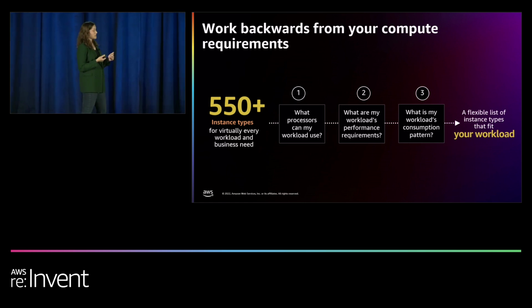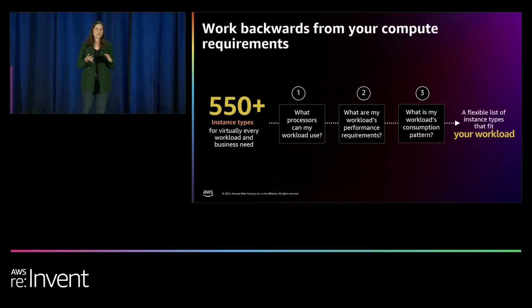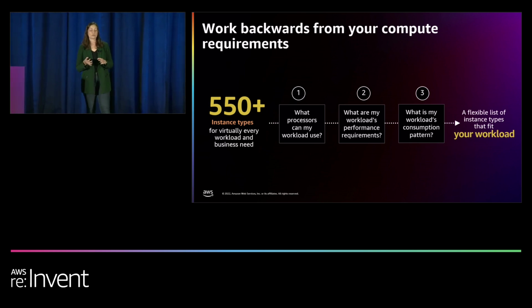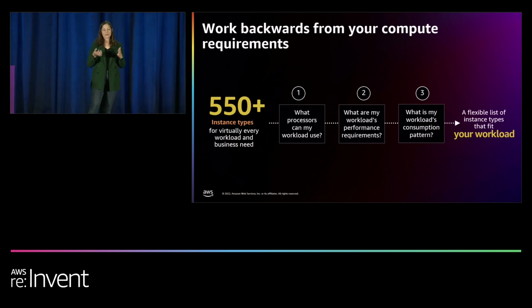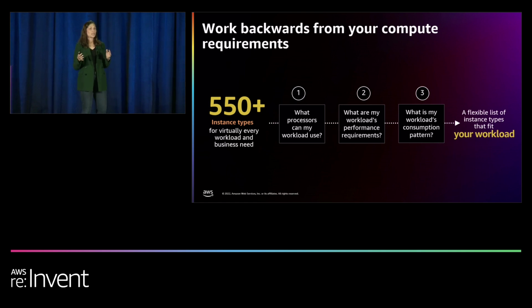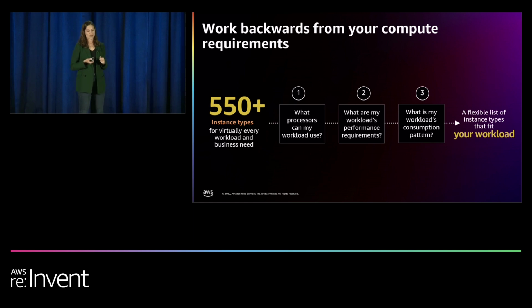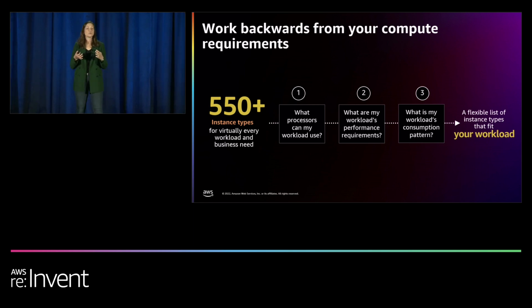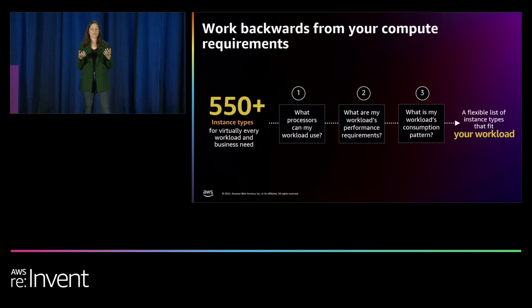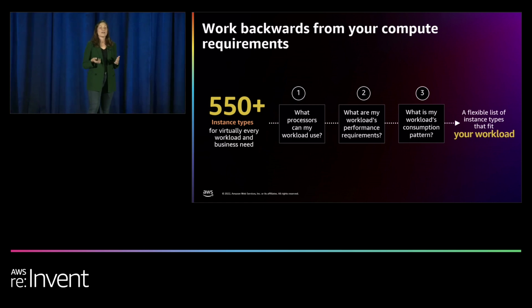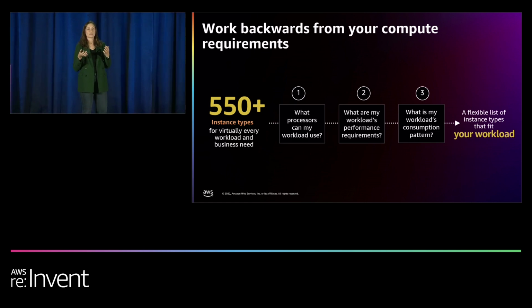So my recommendation is to work backwards from your workload performance requirements. And keep in mind, there is a good chance that multiple instance types can power your application workload. Different instances have different performance characteristics. And the more flexible you are on the instances you are willing to work with, the better your chances are to get the best compute offering for your workload.